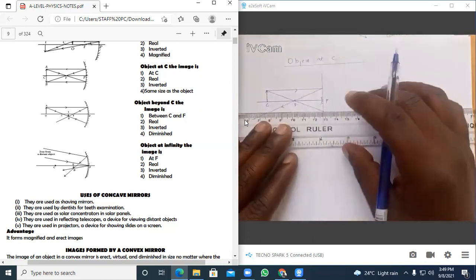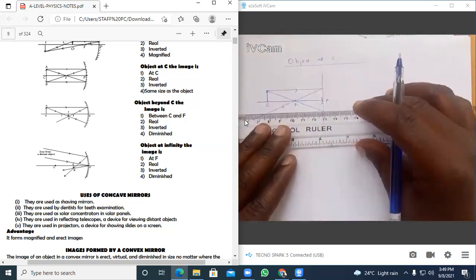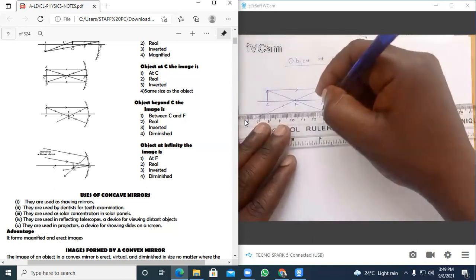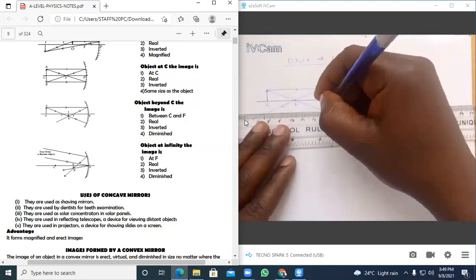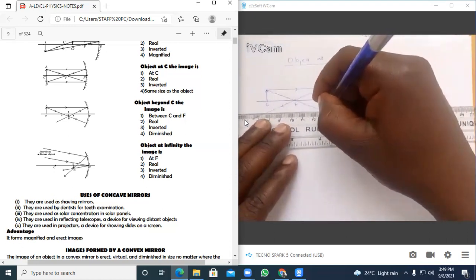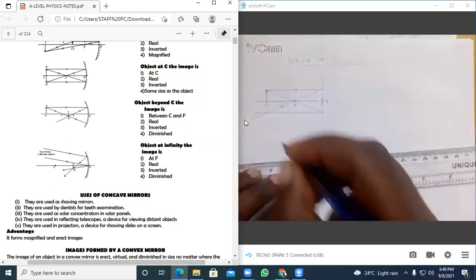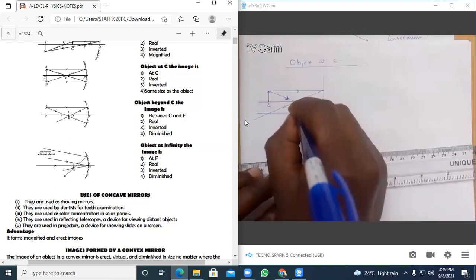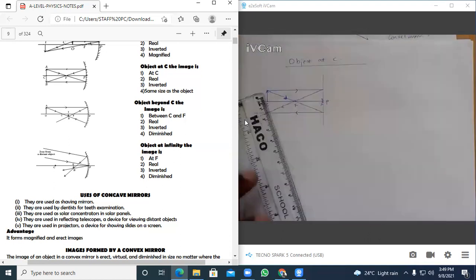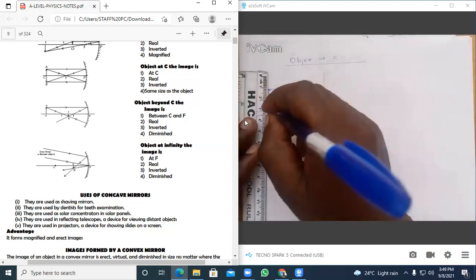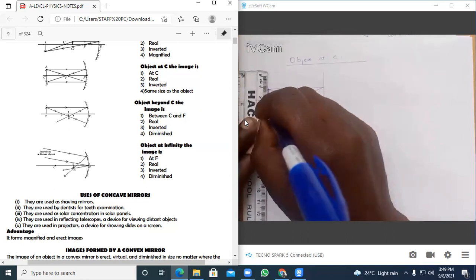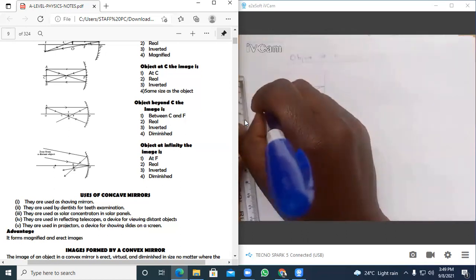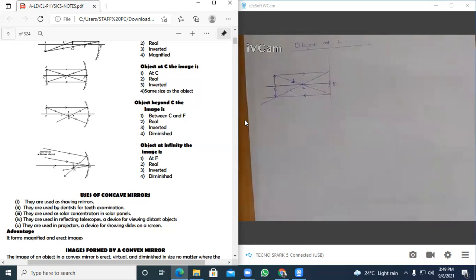Have you seen the parallel ray? Okay, like that. Yes. So where they meet, that's where the image is, and they have met here. Finally, here we have seen that.